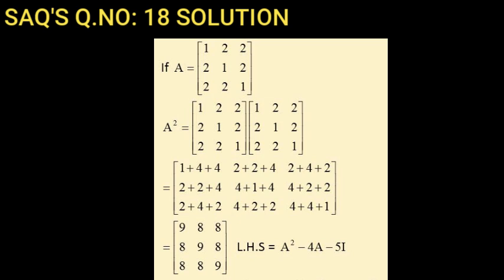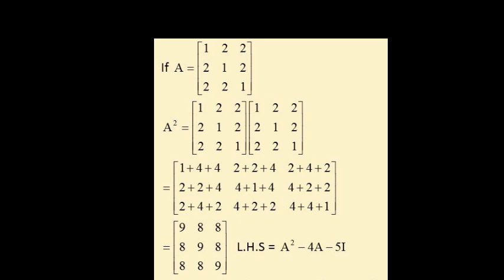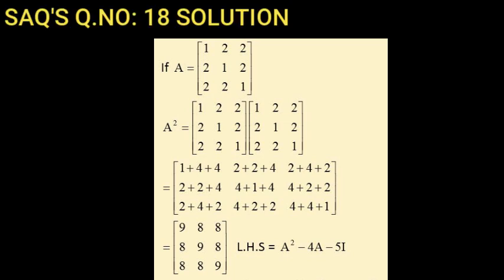That is equal to the product of the two matrices [1, 2, 2; 2, 1, 2; 2, 2, 1] into, again, we consider A, [1, 2, 2; 2, 1, 2; 2, 2, 1]. Multiplying these two matrices means multiplication of the first row with the first column of the second matrix, which is the first element, that is 1 plus 4 plus 4. Multiply the first row with the second column is the second element. Multiply the first row with the third column is the third element.